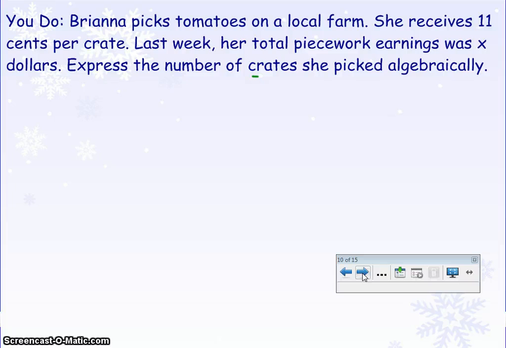All right, Brianna picks tomatoes on a local farm. She earns 11 cents per crate. Last week, her total piecework earnings was X dollars. So her total that she earned was the X dollars. Express the number of crates that she picked algebraically. Well, we know that she gets 11 cents for every crate that she picks, and she earned a total of X dollars. But here the key is that it's asking you to express it in crates.